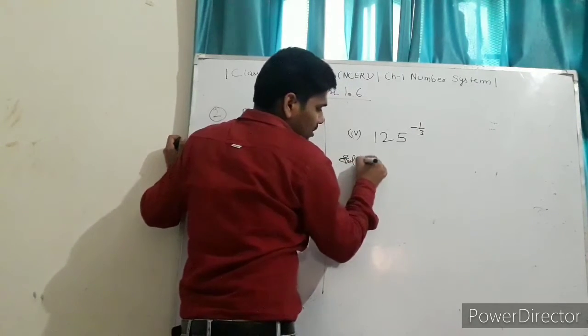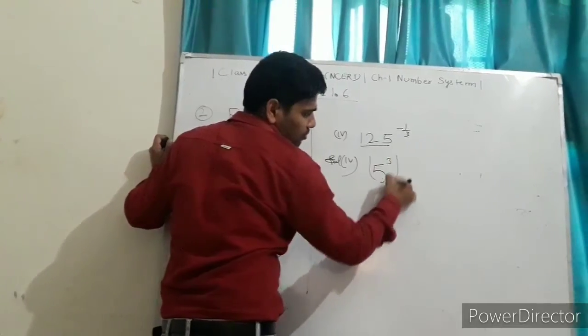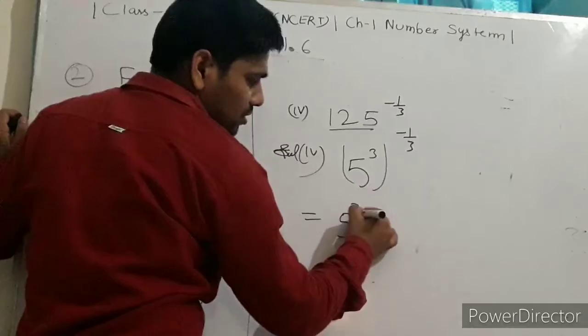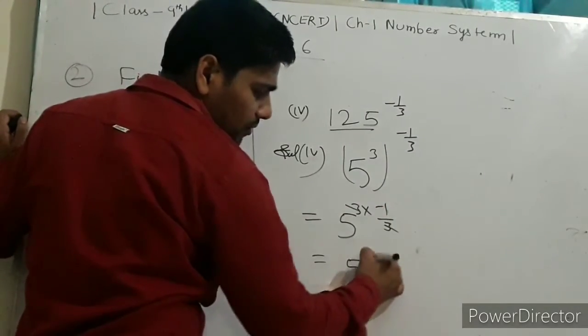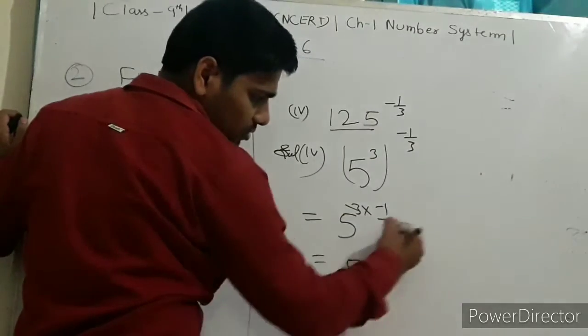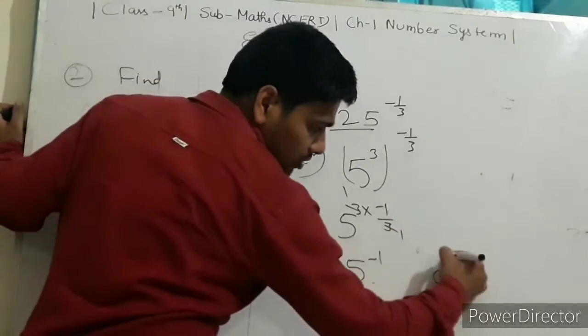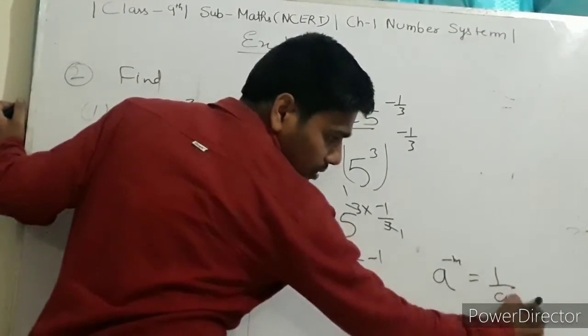Similarly, this is 5 raised to power 3, raised to power minus 1 upon 3. So 5 raised to power 3 into minus 1 upon 3, so this is 5 raised to power minus 1. So this is, if a raised to power minus m is equal to 1 upon a raised to power m.